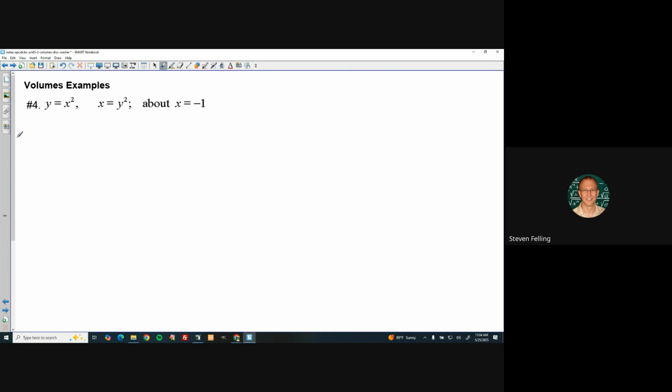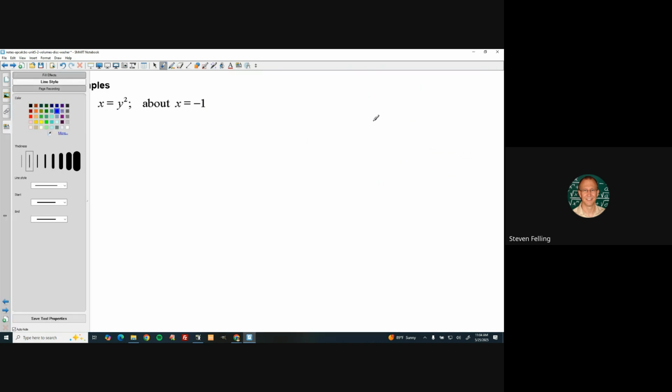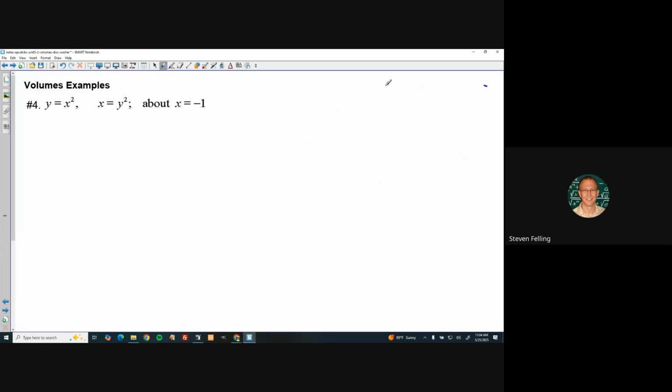So we'll always start by sketching what's going on here. Let's do that. If I graph y equals x squared, okay, y equals x squared would go like this. And x equals y squared, really, it goes over here as well. X equals y squared would be this.